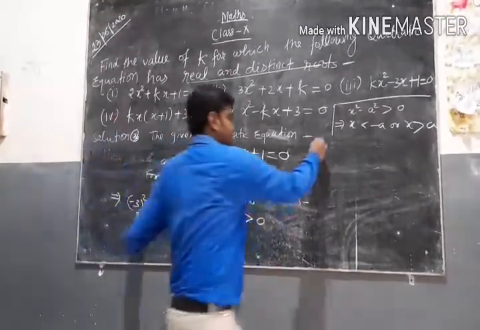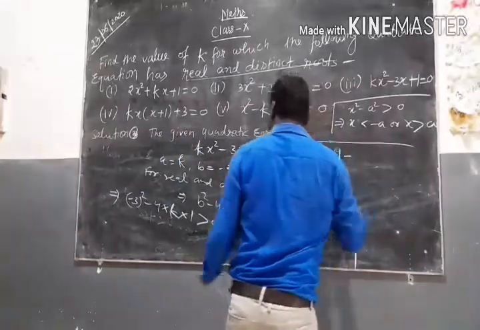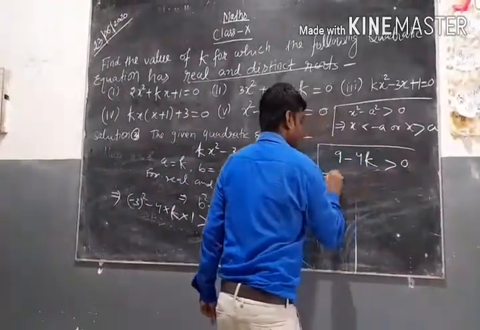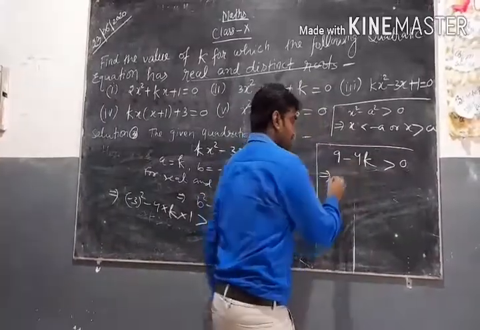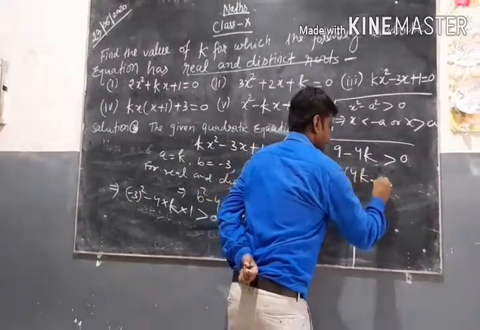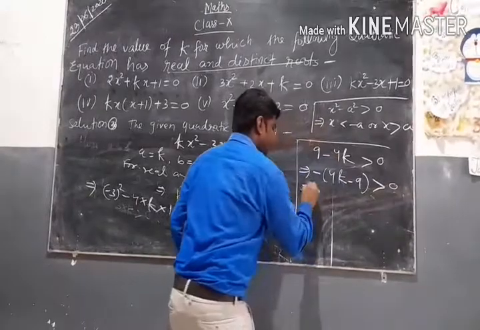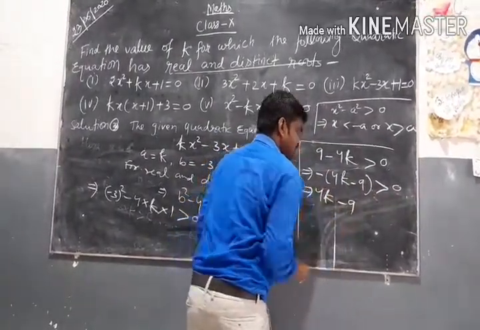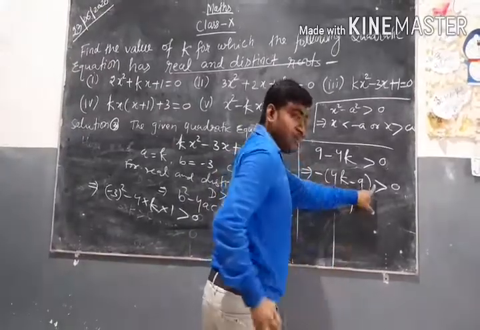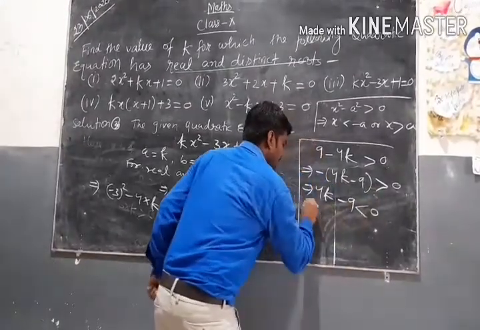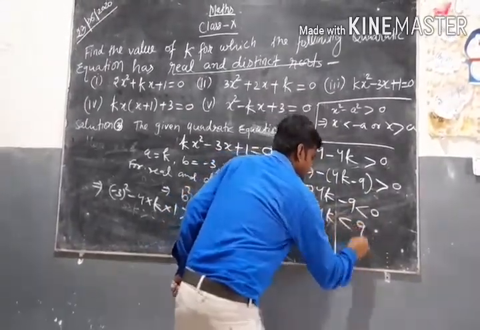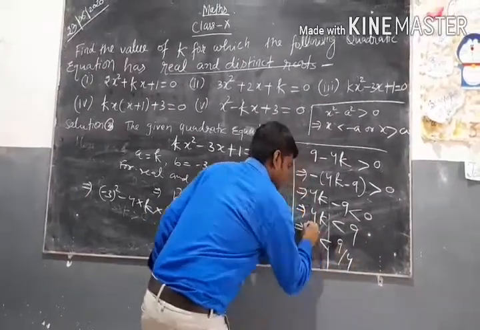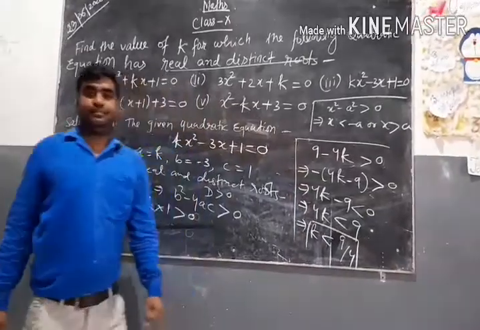It gives 9 minus 4k greater than 0. On taking minus common we have minus (4k minus 9) greater than 0. And multiplying the negative sign on both sides, the inequality must be changed, so we have 4k minus 9 less than 0, or 4k less than 9, or k is less than 9 by 4. This is our required solution.